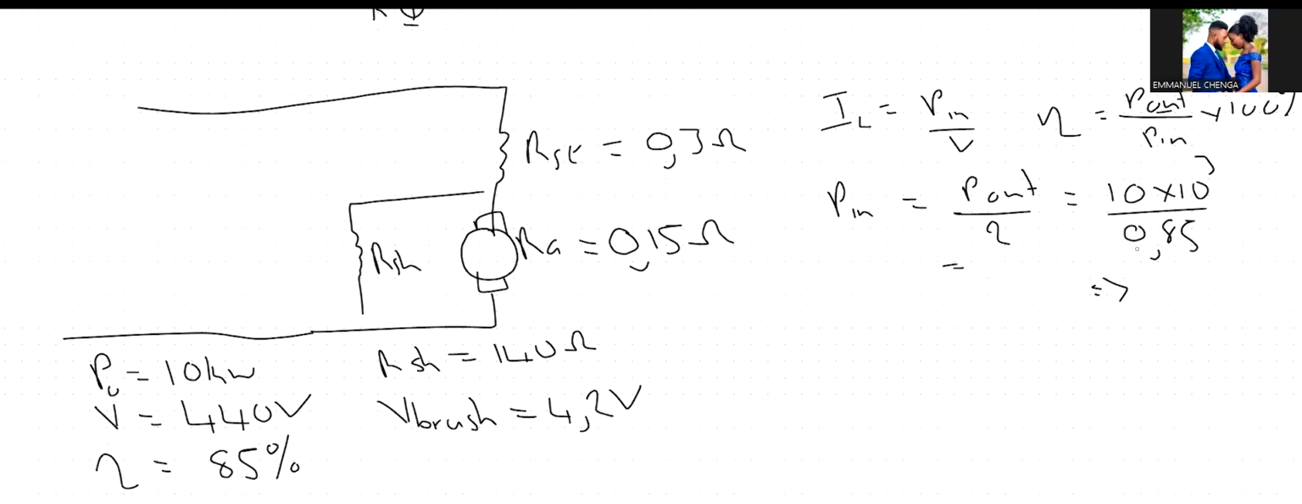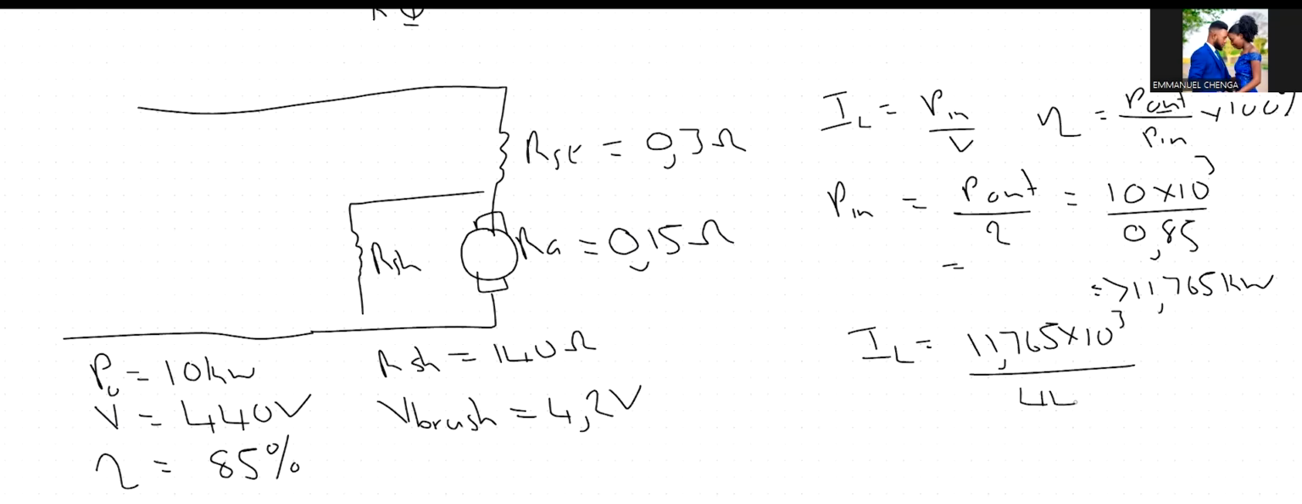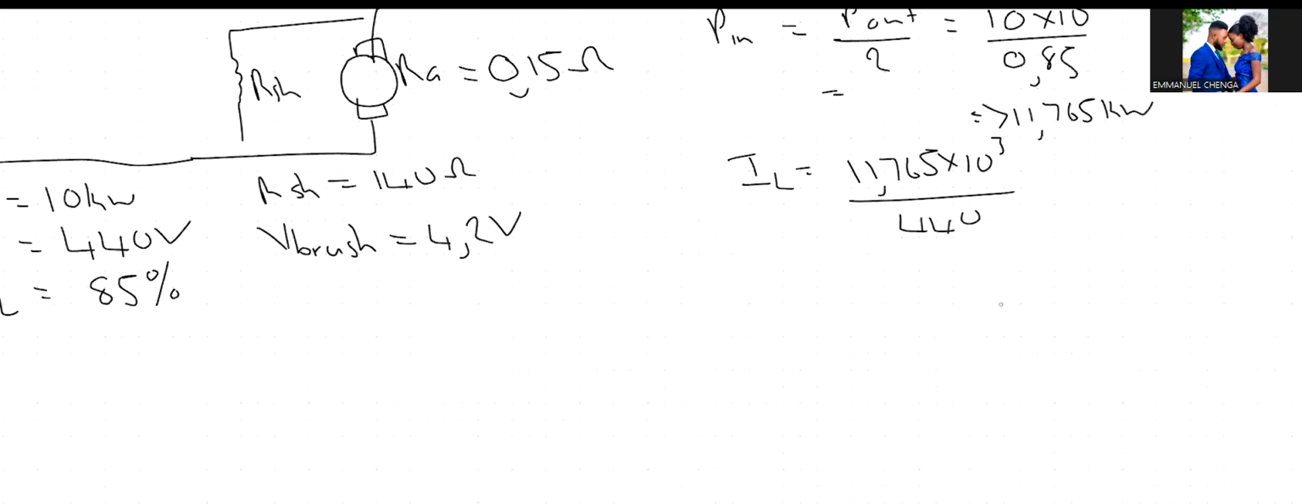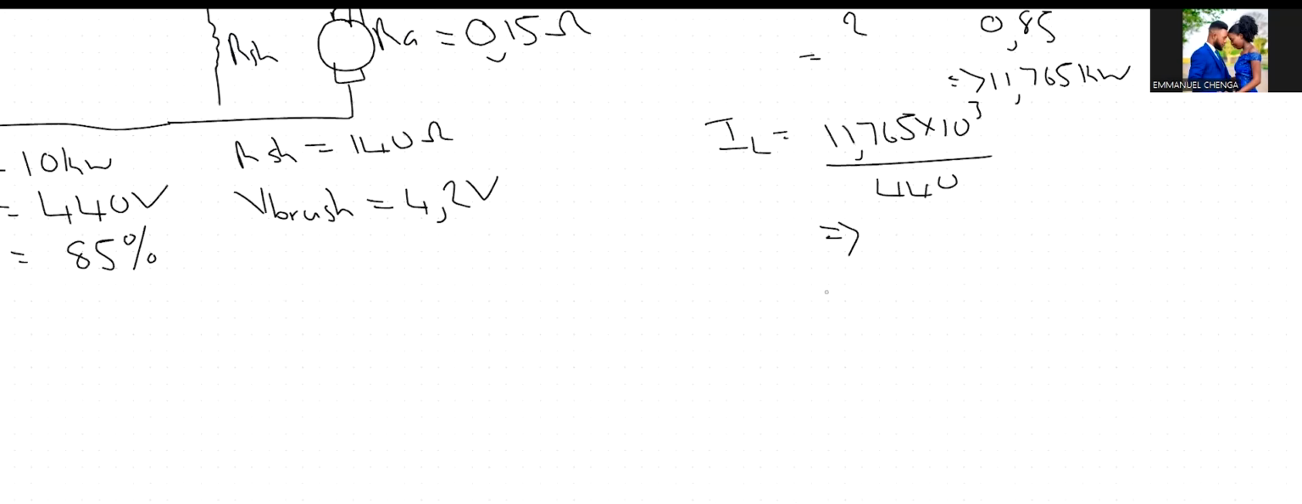which is 11,765 kilowatts. Okay, so that's our input power. Hence, I can calculate my IL, which is going to be 11,765 times 10 to the power 3 divided by your input voltage, which is 440. And then you have 26,739 amps. So that's your A.